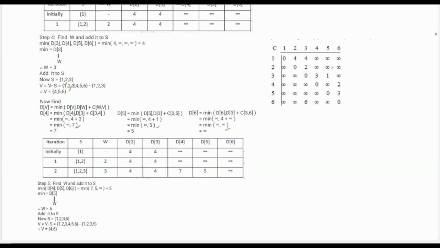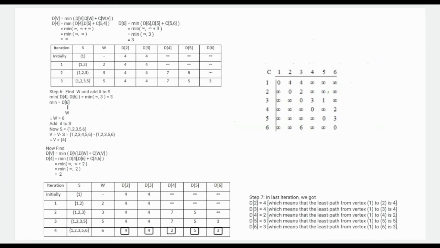Then we'll consider the next step, again find W and add it to S. Now what will be the least value of these? 7, 5 and 8, infinity. 5 is the minimum value. Where is 5? It is for D5. So W will become 5. Now S will be 1 2 3 and 5, and V will be V minus S. If you cancel 1 2 3 5, V will be 4 comma 6.